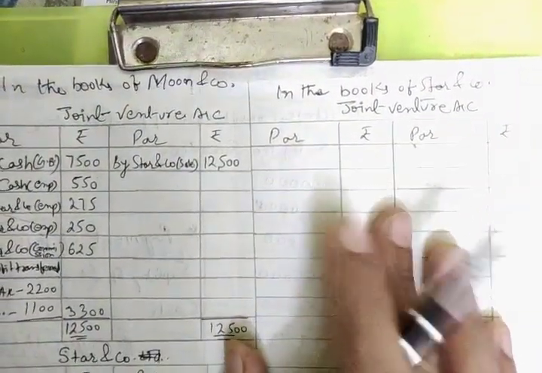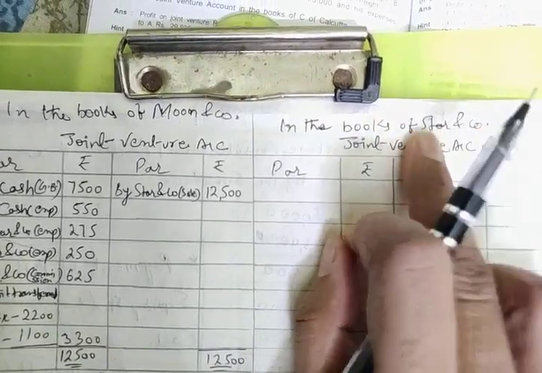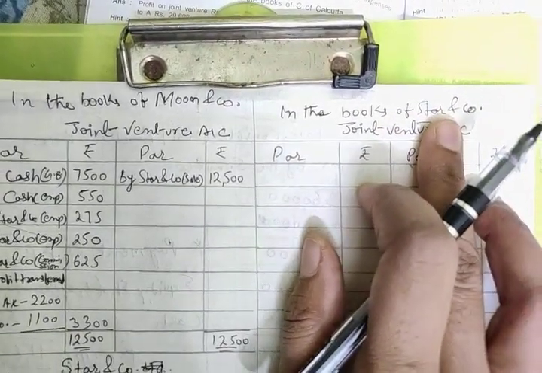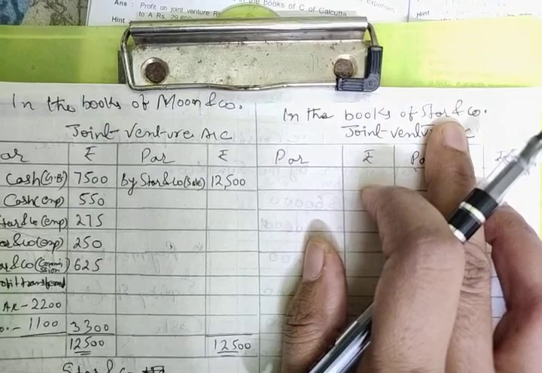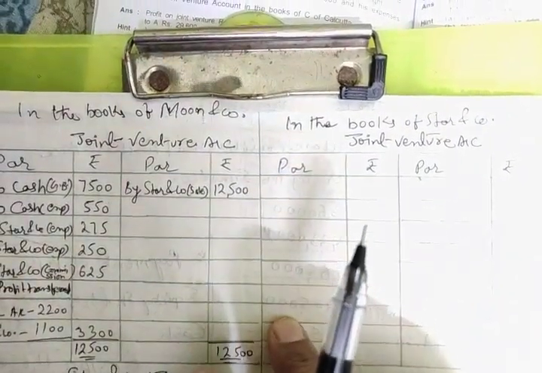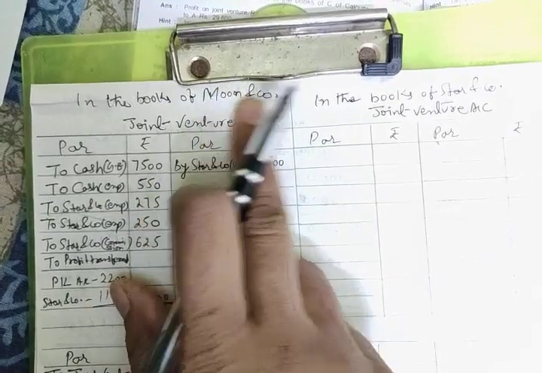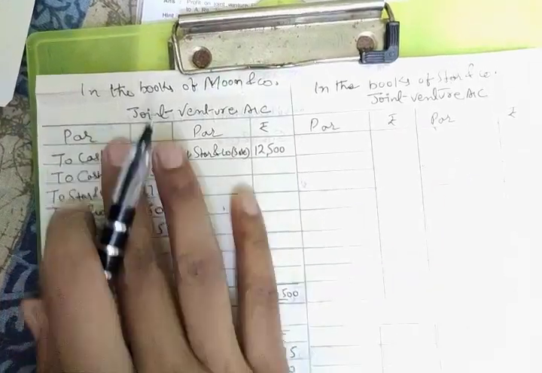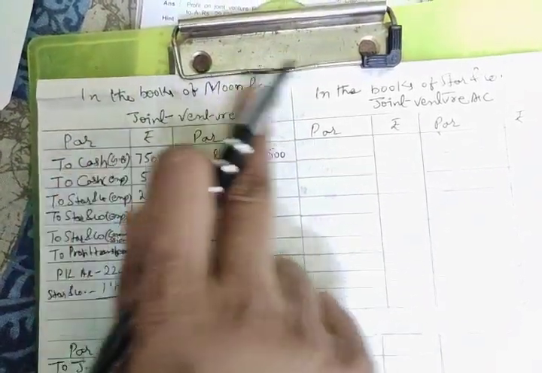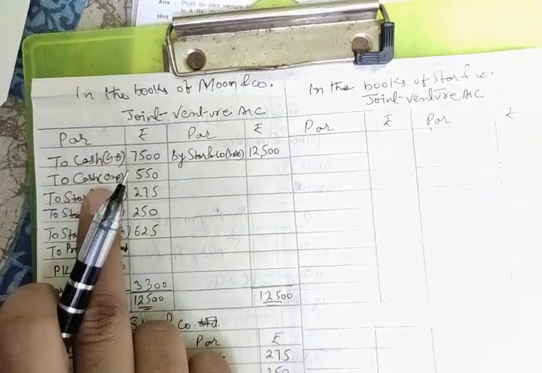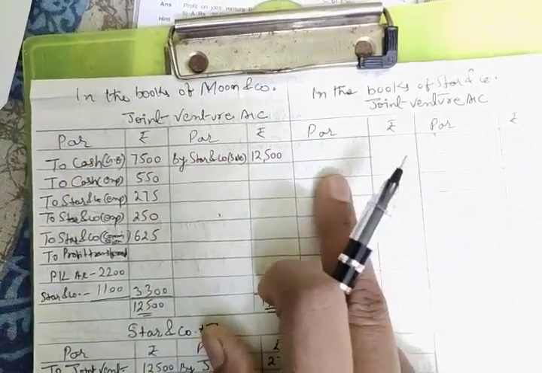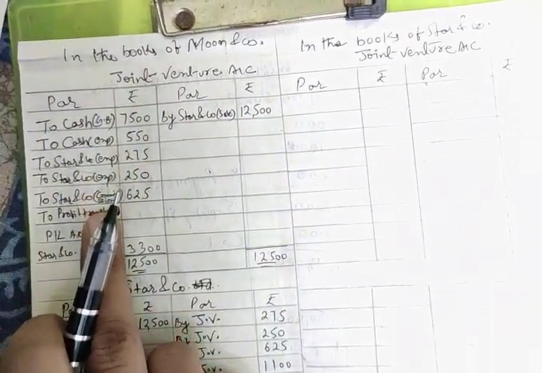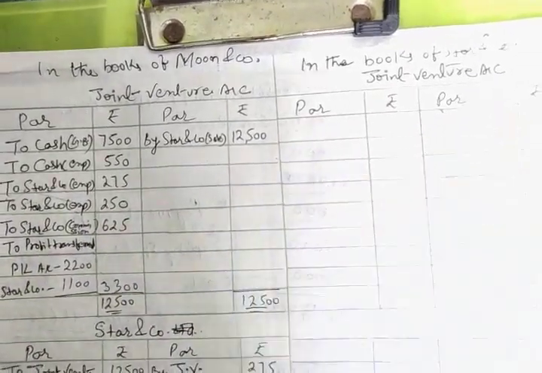Fine. And now as we are maintaining the books of Star and Company, whatever cost of goods and expenses were done by the Star and Company will be entered here in terms of cash, and whatever cost of goods and expenses were done by the Moon and Company will be here in terms of Moon and Company. So if we check from the account which we maintained in the books of Moon and Company, whatever was entered in terms of cash will be here to Moon and Company, and whatever was entered here in the name of Star and Company will be here to cash.